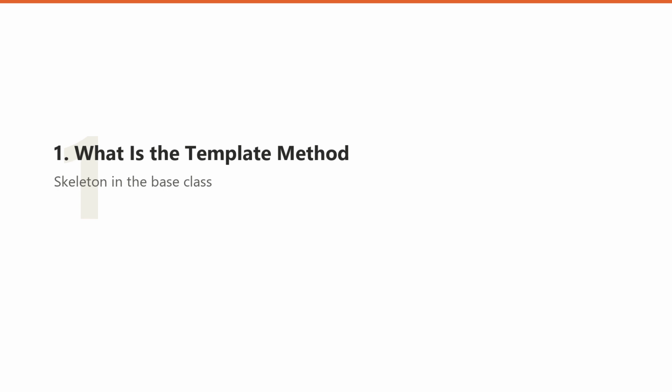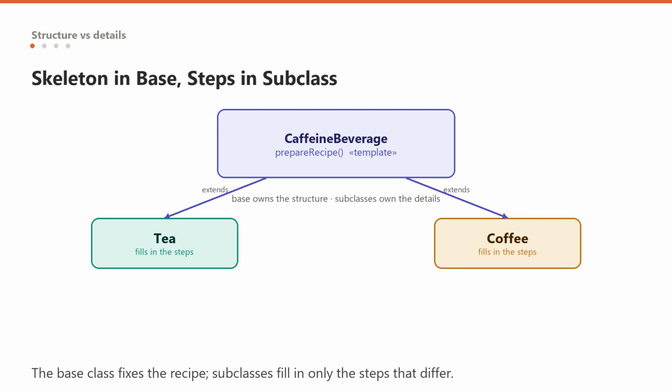Concept 1. What the template method pattern is. The template method pattern solves this with inheritance. You put the shared algorithm, the overall recipe, into a method in a base class. That method is called the template method. It defines the fixed sequence of steps. But for the steps that vary between subclasses, the template method doesn't implement them itself. It calls out to methods that subclasses provide. So the base class owns the structure, the what and the order, and subclasses own the specific details, the how. The skeleton lives in one place, forever consistent, and the variation lives in the subclasses.